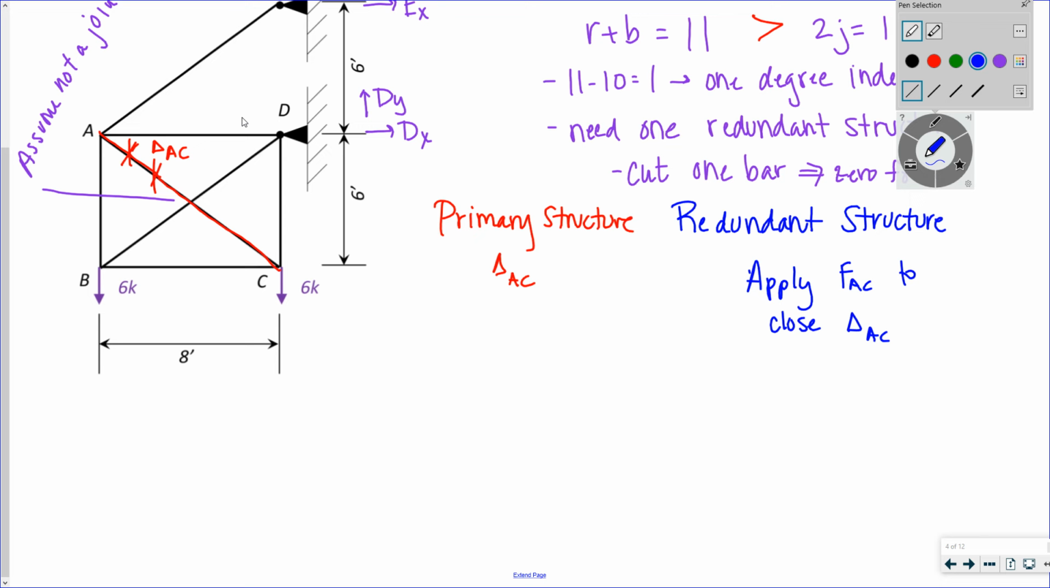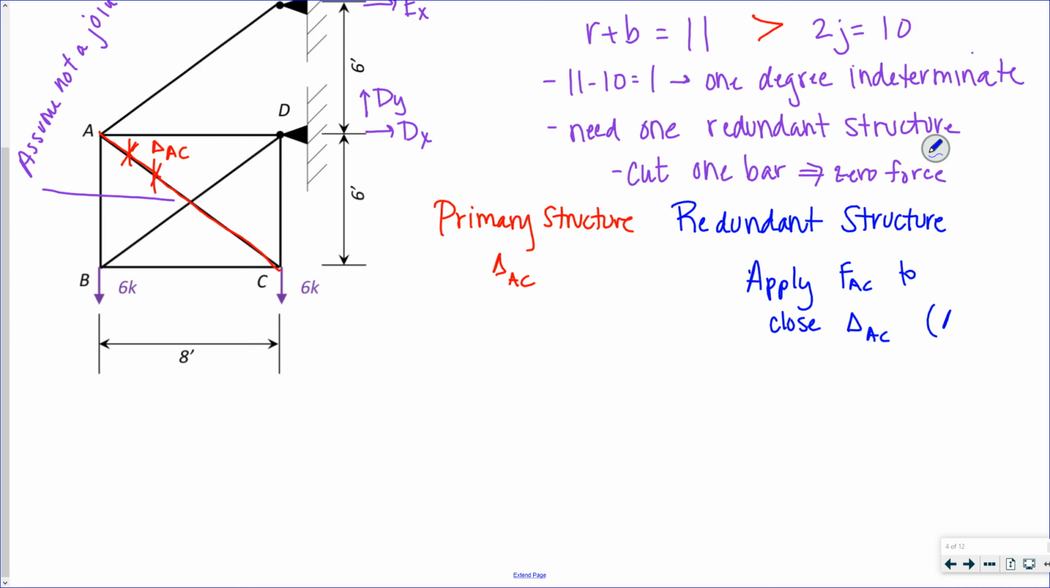Which we've calculated before as like a delta prime, right? So the force of member AC due to a unit force at AC, right? And before, we know that we can calculate that using a flexibility coefficient, right? Little script f.